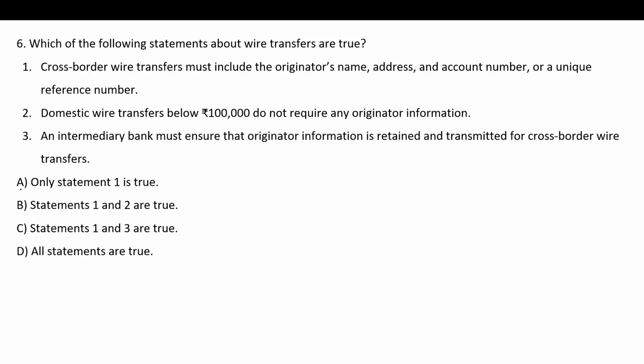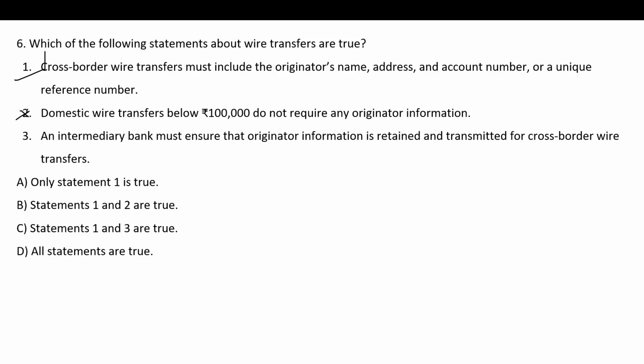Which of the following statements about wire transfers are true? Cross border wire transfer must include the originator name, address and account number, or unique transaction number. Absolutely correct. Domestic wire transfer below 1 lakh do not require originator information. This statement is not correct, because transfer above 50,000 needs originator information. An intermediary bank must ensure that originator information is retained and transmitted for cross border transfers.